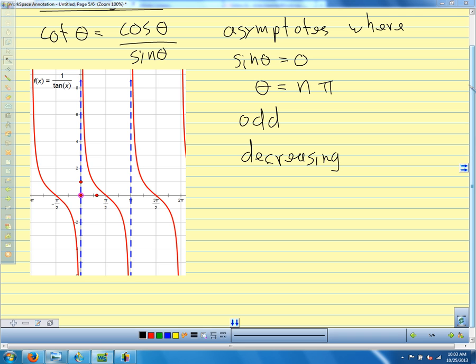A lot of times students get confused. If we flip the tangent function over the x-axis, it kind of looks like this. But the tangent function unshifted goes through 0. The cotangent function has an asymptote at 0. So they're shifted from each other by pi over 2 units.